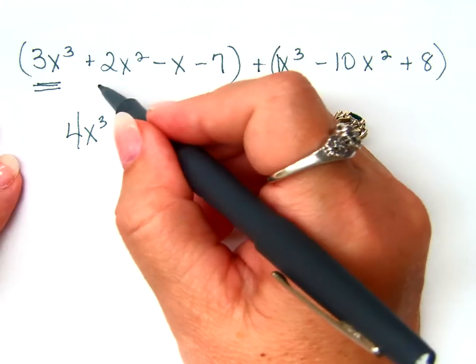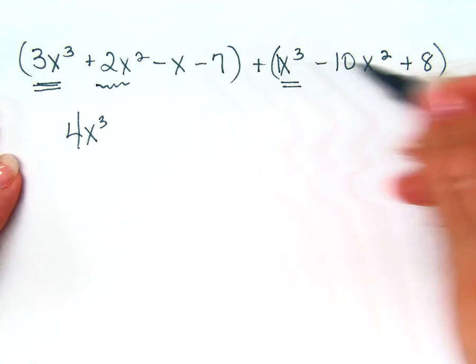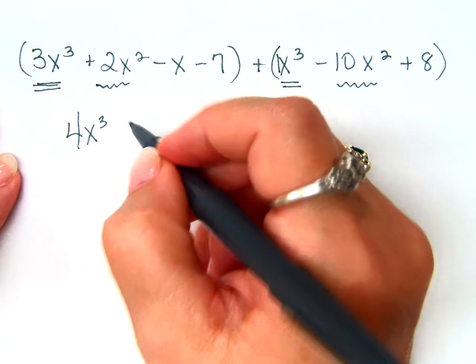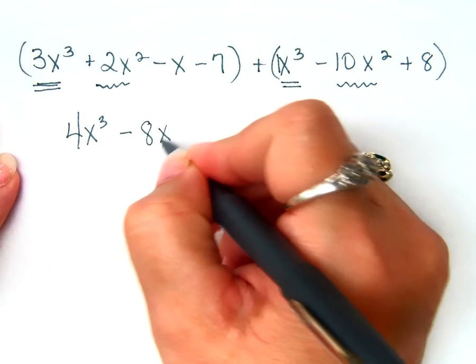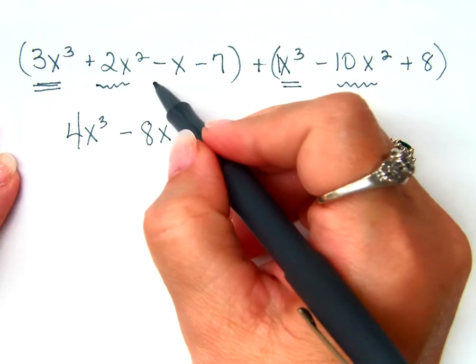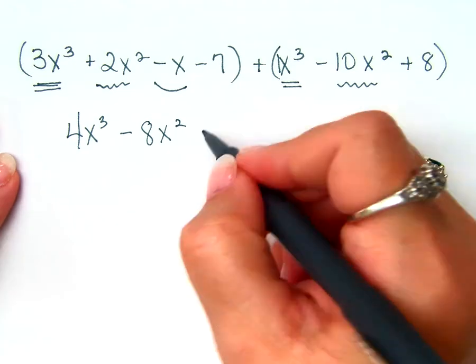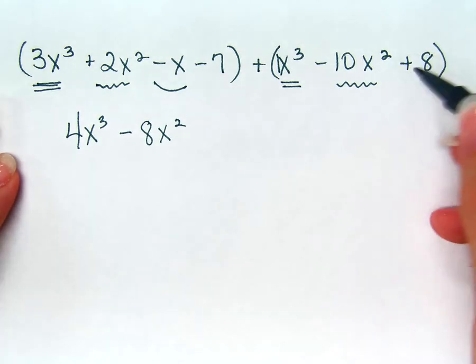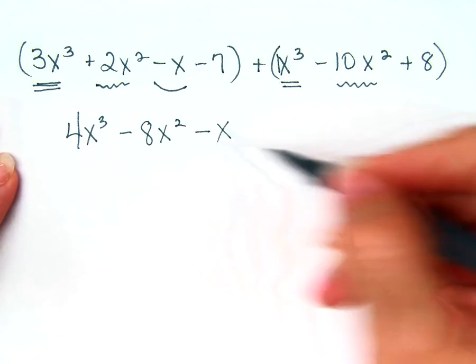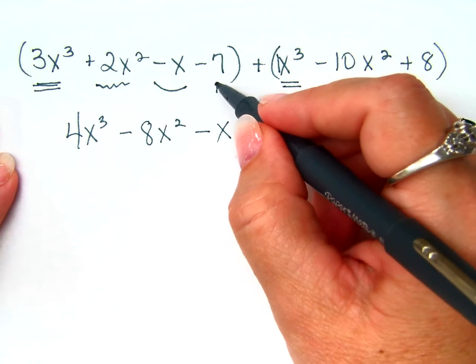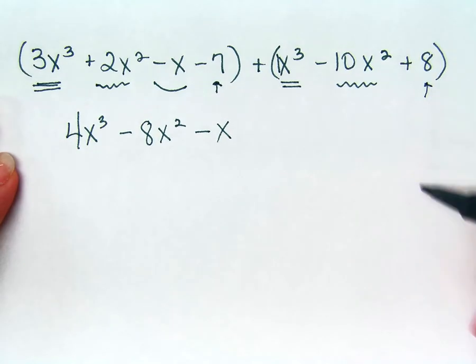Then I've got 2x squared and a negative 10x squared, so that gives me negative 8x squared. I've got a negative x right here, but I don't have any x term over here, so I just have negative x. And then my last term here is a negative 7 and a positive 8, so that gives me positive 1.